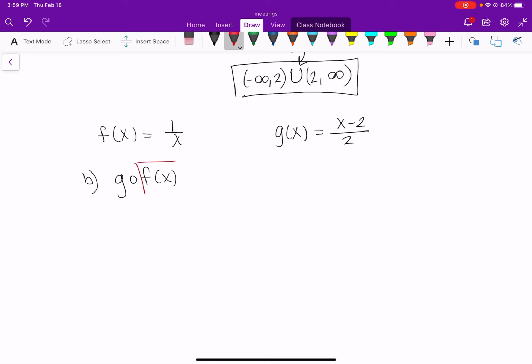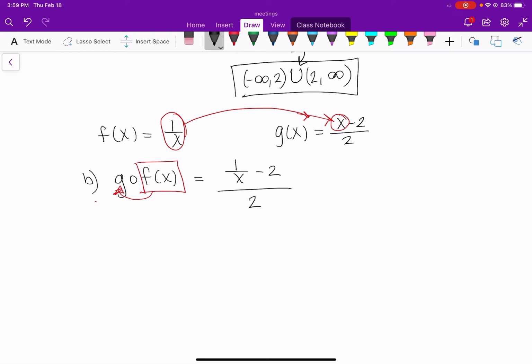So this time we're going to take the f of x function and put it into the g. So again, I'm going to circle or box 1 over x. That's my f of x function. I'm going to bring it over here and put it in for that x right there. Sorry, I didn't make my line long enough. So we're going to do 1 over x minus 2, all over 2.